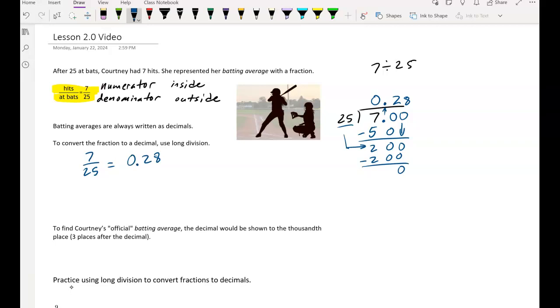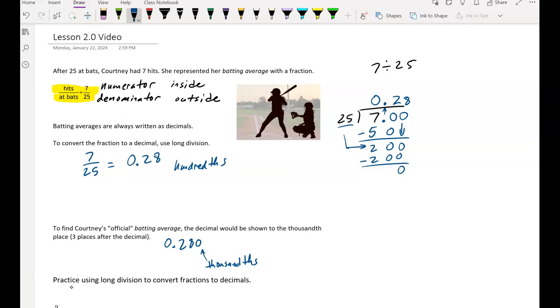Okay? Now, to find Courtney's official batting average, that decimal would be shown to the thousands place, 3 places after the decimal. So, while this one says 28 hundredths, right, because there's 2 places after the decimal, we would write it as 0.280, 280 thousandths, because this is the thousandths place, and batting averages are always listed in the thousandths place. So she has a 280 batting average. It's not great, it's not terrible, but 280 is her batting average.